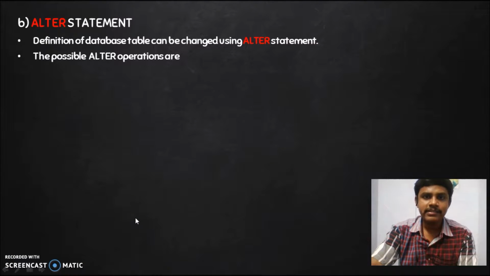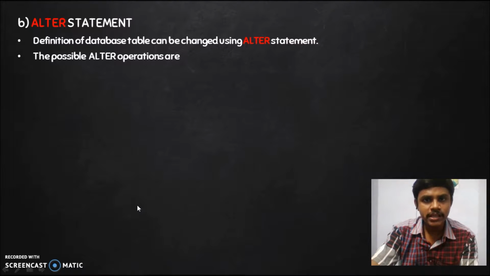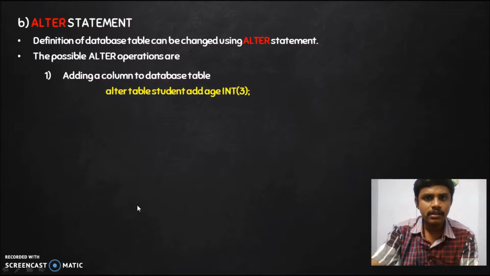So the next DDL statement is the alter statement. The alter statement is used to modify the existing table, as well as the column description, like adding a column to the database table as well as deleting a column from the existing table. Using the alter statement, we can perform different types of operations, like adding a new column. To add a new column to the existing table, we can use this statement as follows: alter table, table name, and the add keyword followed by the column name which you are adding along with its data type.